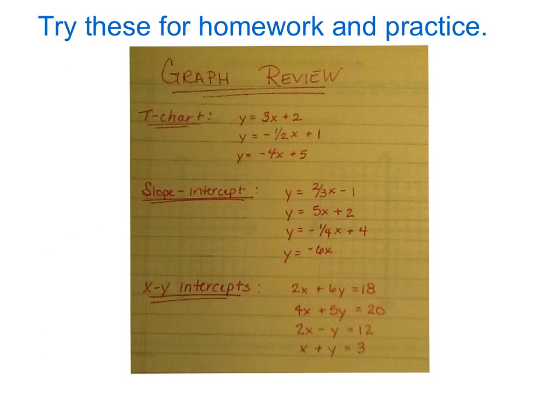Okay, so now that you've seen some examples here, it's time for you to put that to work and get some practice in. And so take a look at these equations here. There's 3 to do the t-chart method, 4 to do slope-intercept form, and 4 to do the x and y intercepts.